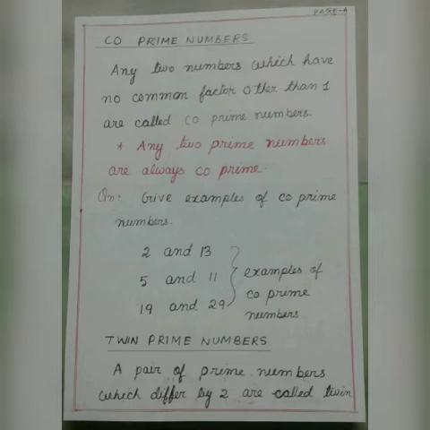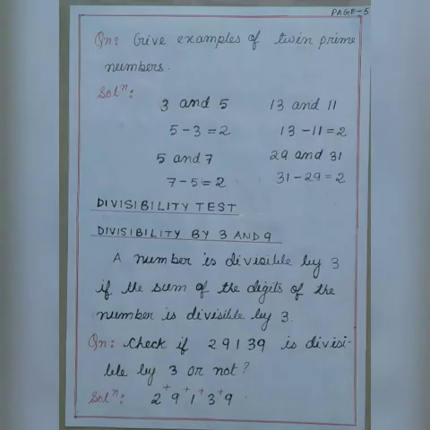Then twin prime numbers. A pair of prime numbers which differ by 2 are called twin prime numbers. Differ means that if the difference between two prime numbers is 2, then the two prime numbers are twin prime numbers. Question: give examples of twin prime numbers.